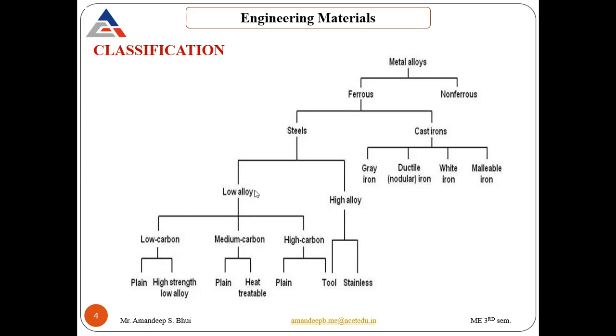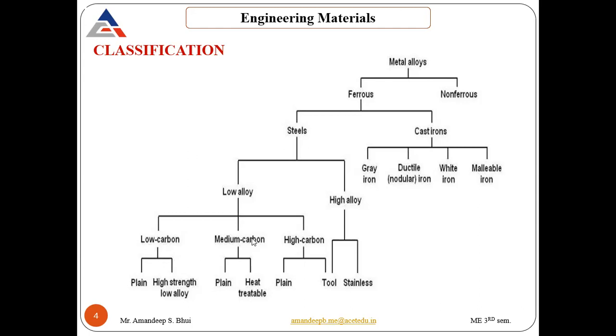Okay, so in this we have low alloy and high alloy steel. In low alloy steel, we can have carbon steels. We have low carbon steel, medium carbon steel, and high carbon steel. Low carbon steel can be plain low carbon steel, or we can go for high strength low alloy carbon steel.